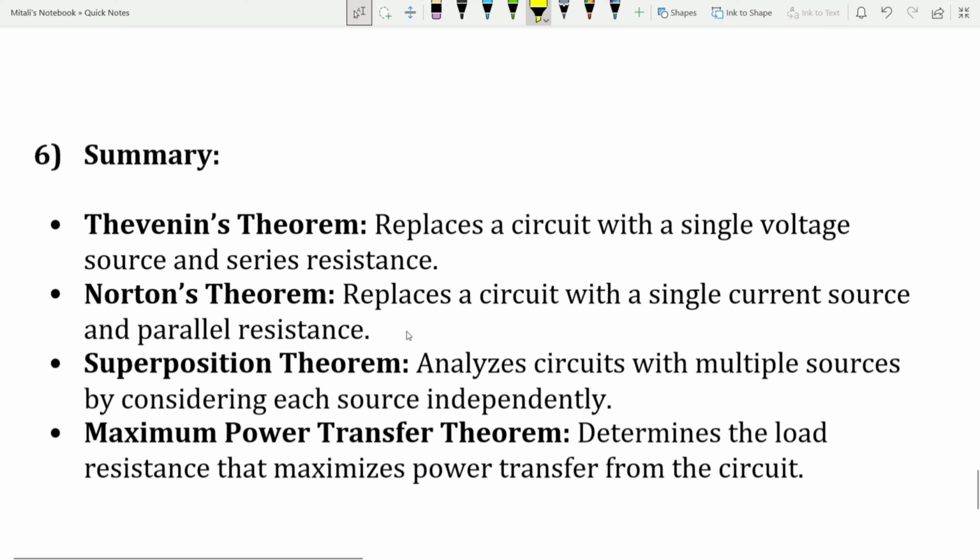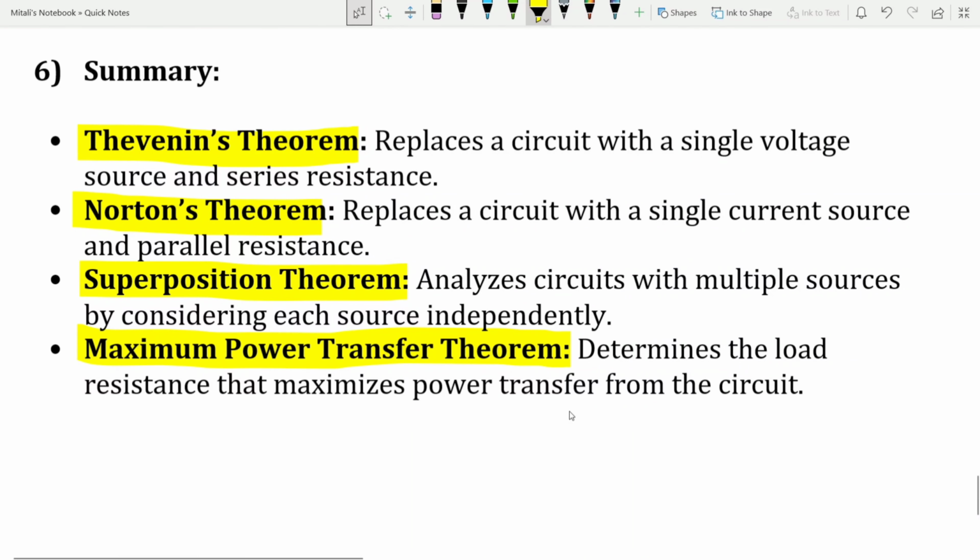So to summarize, we covered Thevenin's theorem: replace a circuit with a single voltage source and series resistance. In Norton's theorem, replace a circuit with a single current source and a parallel resistance. For superposition theorem, analyze a circuit with multiple sources by considering each source independently. Maximum power transfer theorem determines the load resistance that maximizes the power transfer from the circuit. Understanding and applying these theorems will make analyzing and solving complex circuits much simpler.